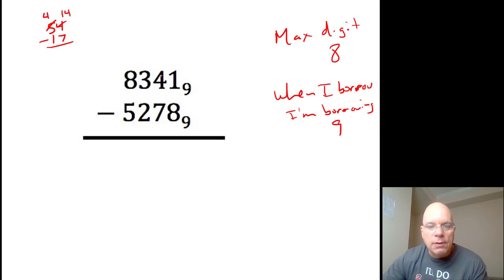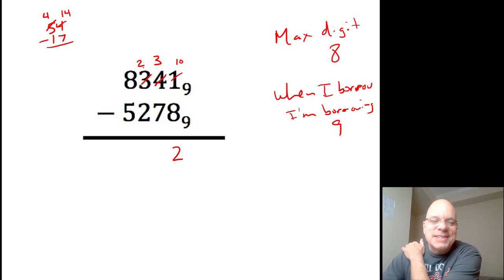We would instead borrow. So I make this a 3, but in base 9, I didn't just borrow 10, I borrowed 9. So I borrowed 9 plus this 1 is 10. 10 minus 8 is 2. I can't subtract 7 from the 3, so I need to borrow from this 3, making it 2, and then I need to remember, I bet it's about to get really tricky, I need to remember that I just borrowed 9. Yeah, I borrowed 9.